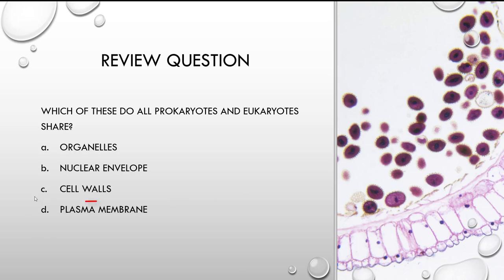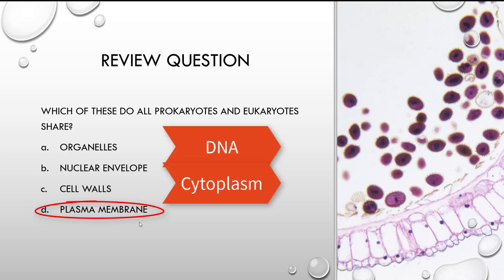If you chose D, I would agree with you. So remember, the plasma membrane was one of the 4 components of a cell. What were the other 3? They all have DNA, they all have cytoplasm, and what's the last one? They all have to have, starts with an R, ribosomes.